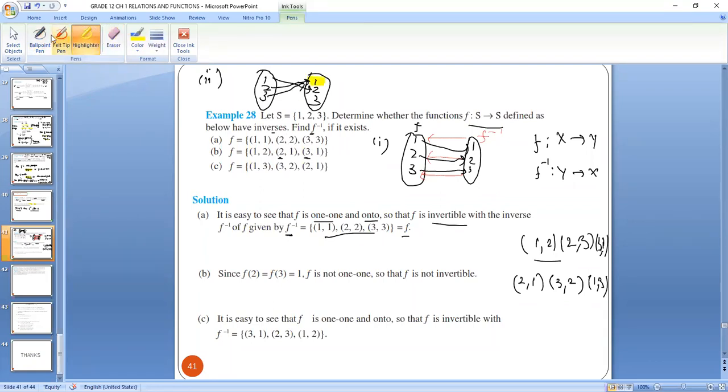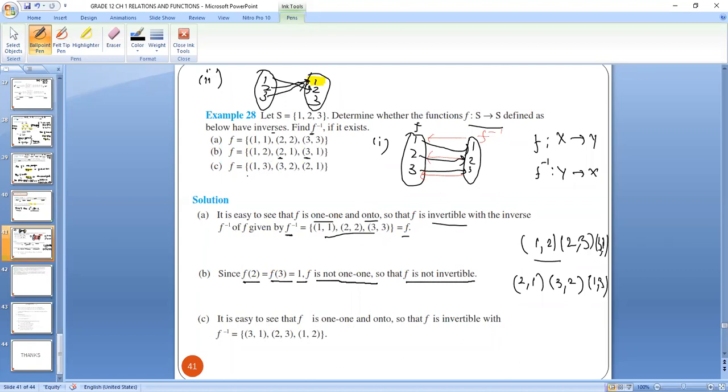1 is the pre-image of 2 and 3. So therefore the function is not 1-1. Since f(2) = f(3) = 1, the function is not 1-1. अगर ये 1-1 नहीं है, then the function is not invertible. ये invertible भी नहीं होगा.